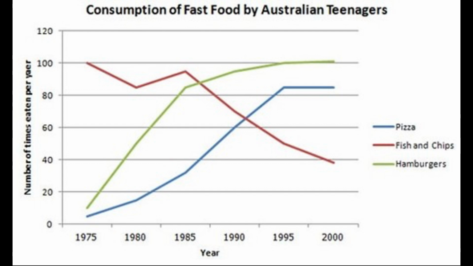You can see from this graph that the value of hamburgers in 2000 is around 100, which is the highest. You can see from this graph that the value of pizza in 1975 is around 5, which is the lowest. In conclusion, this graph is very informative.